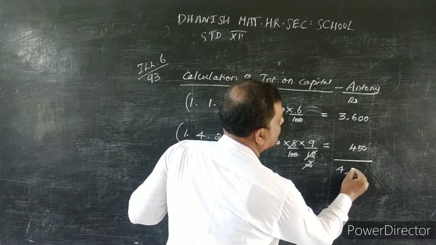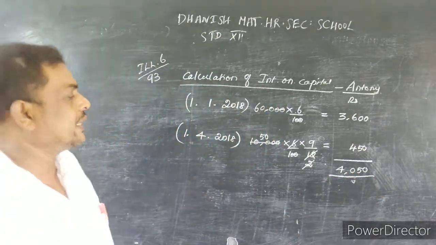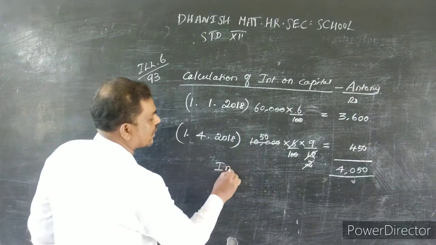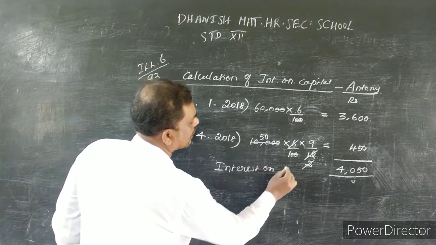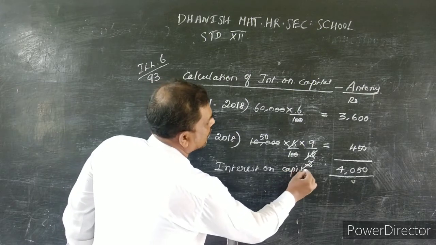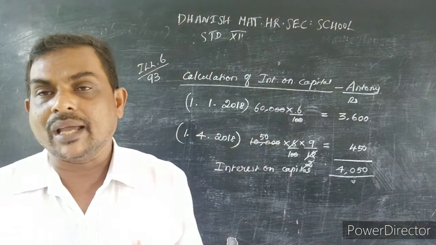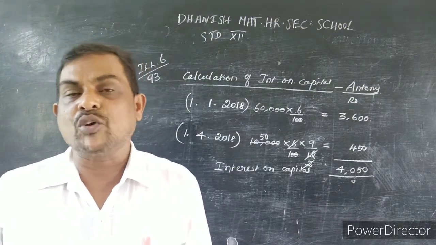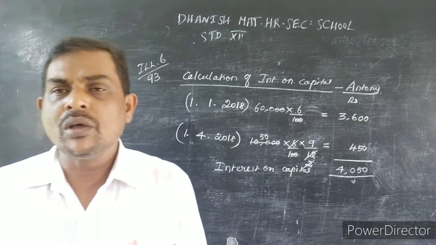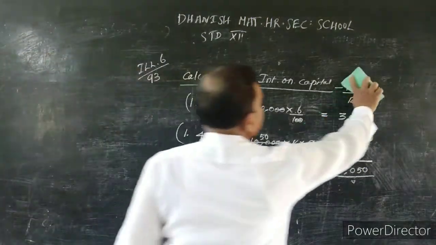So the total interest to be given to Mr. Anthony is 4,050. Understood or not? So this is the total interest on capital to Mr. Anthony, 4,050. Understood or not? So by the same way, we have to calculate the interest on capital to Mr. Akbar also.